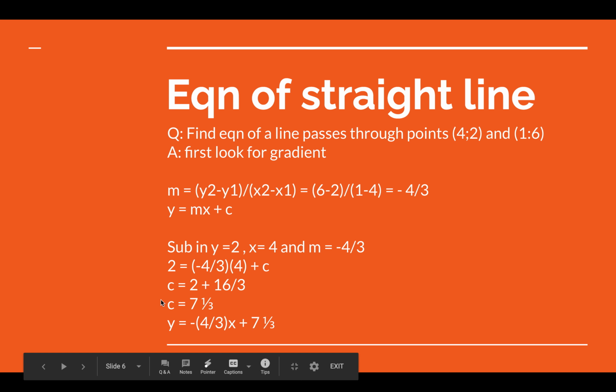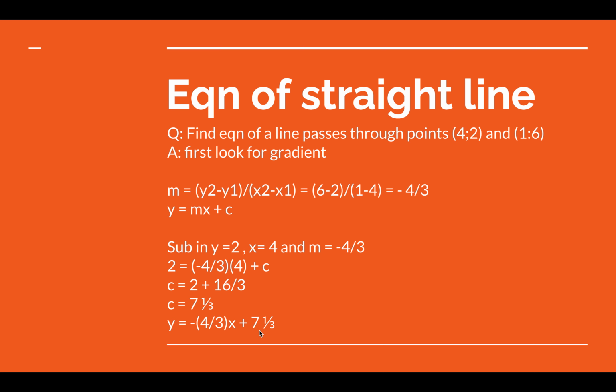So our equation of this line, which passes through (4, 2) and (1, 6), is y is equal to minus 4 over 3 x, where minus 4 over 3 is the gradient, plus 7 and 1/3, which is the y-intercept. That is how you find the equation of a straight line when you're given 2 points on a graph, or when you're given 2 points.